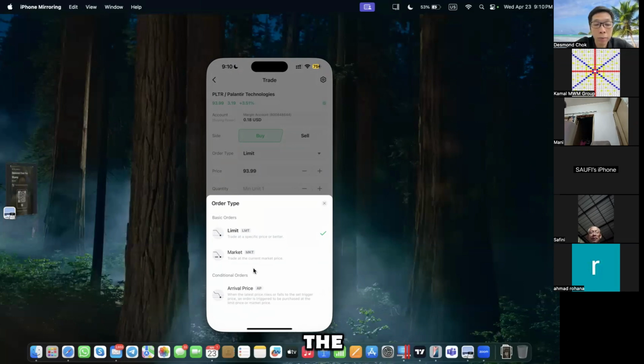Okay, just read through all the details here, but normally we use limit lah. Limit is a queue lah. Let's say you queue for the price lah. Market order, just buy from the market. Okay.